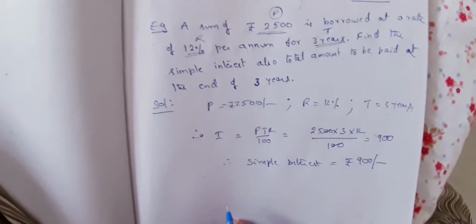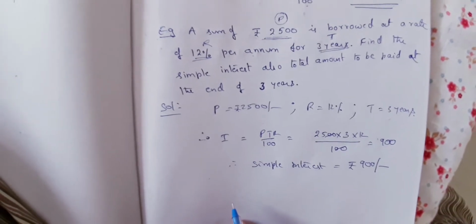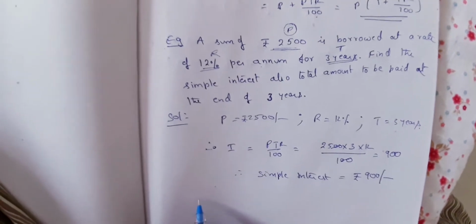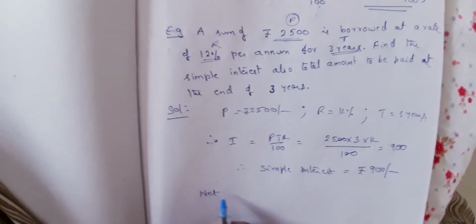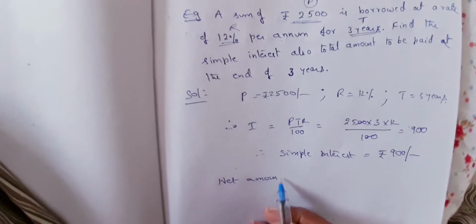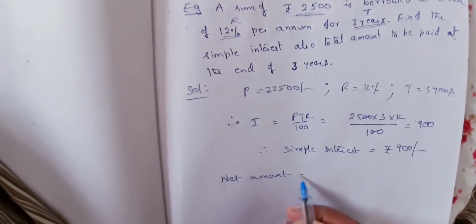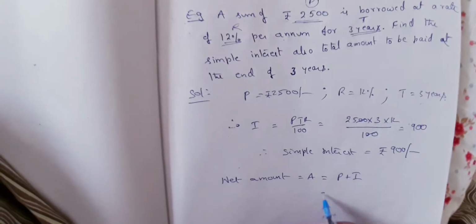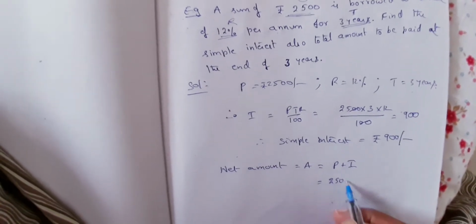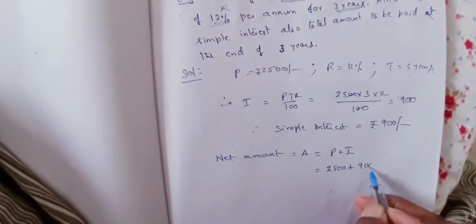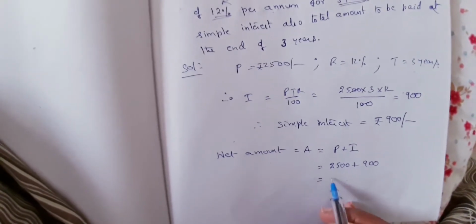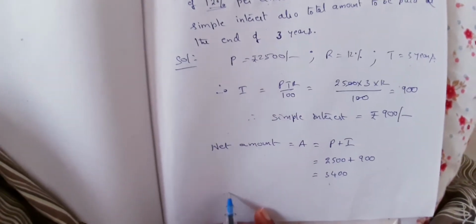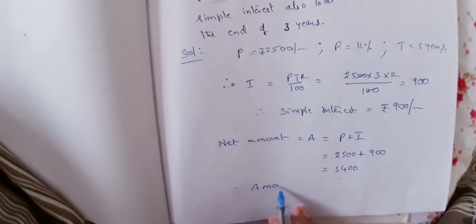Then next, what is the other part of the problem? Also, we have to find out the amount to be paid at the end of 3 years. So, net amount or total amount is equal to A is equal to principal plus simple interest. What is the principal you have? 2500 plus 900. So that means 3400.